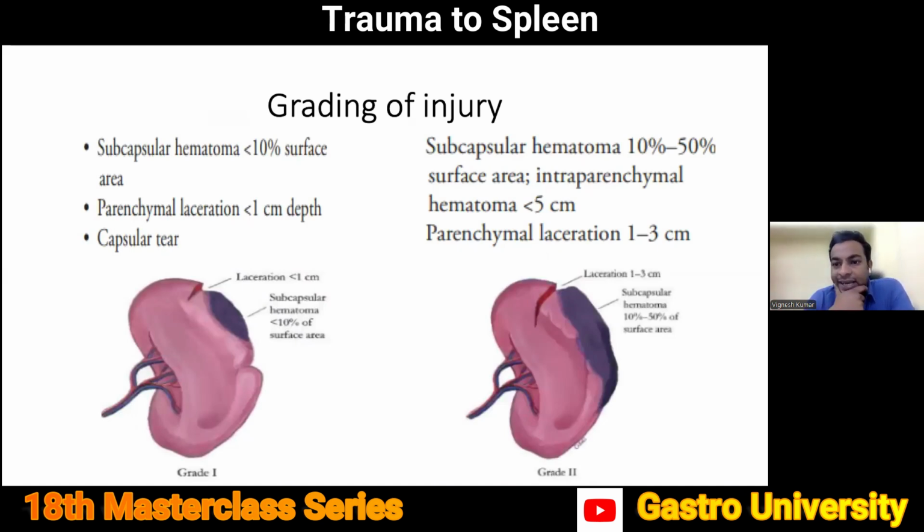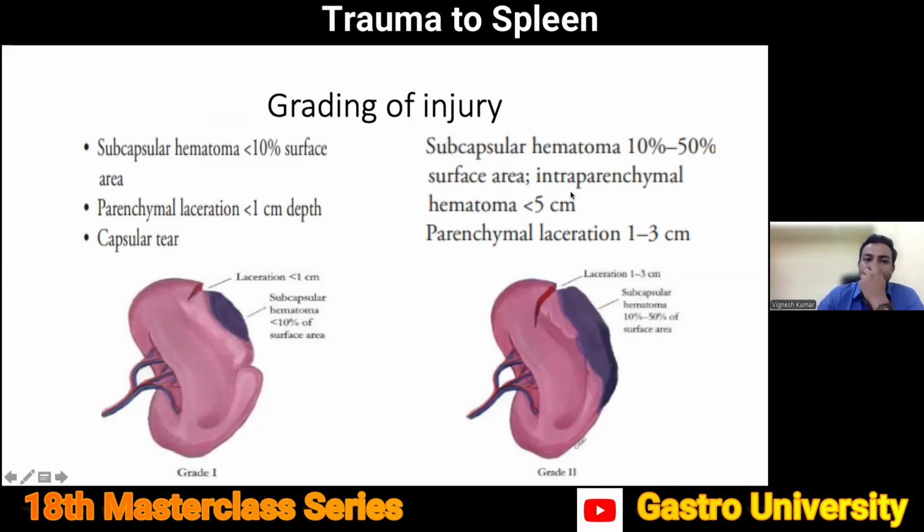The AAST classifies or grades splenic injuries, which are graded from 1 to 5, 1 being least severe and 5 being the most severe. Grade 1 injury is a subcapsular hematoma which involves less than 10% area, or a parenchymal laceration that is less than 1 centimeter in depth, or a very minimal capsular tear.